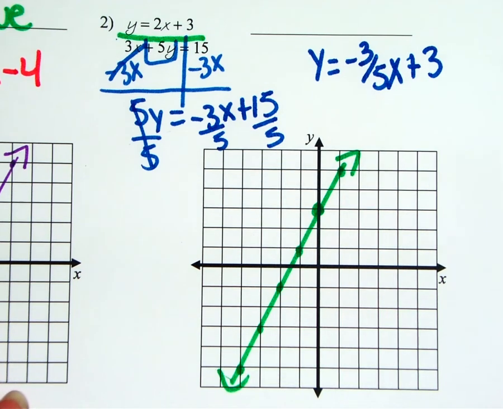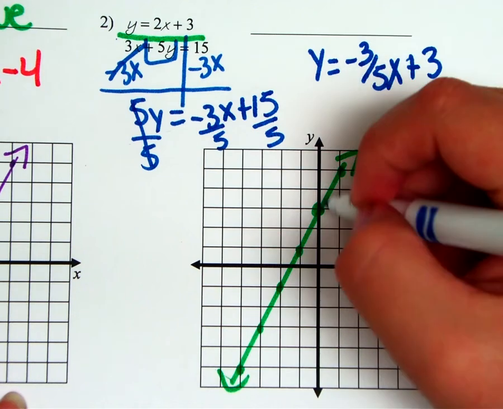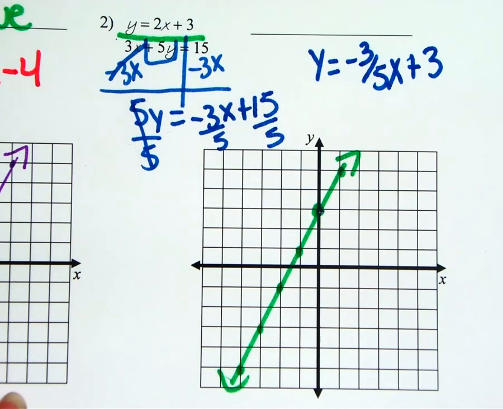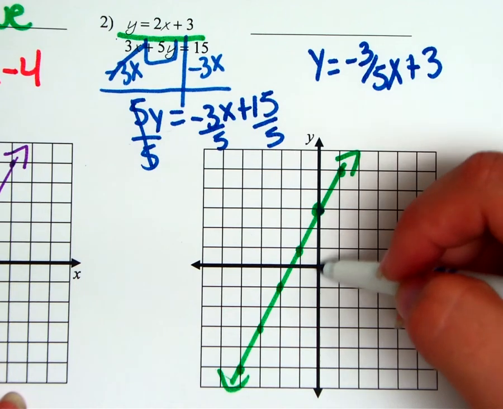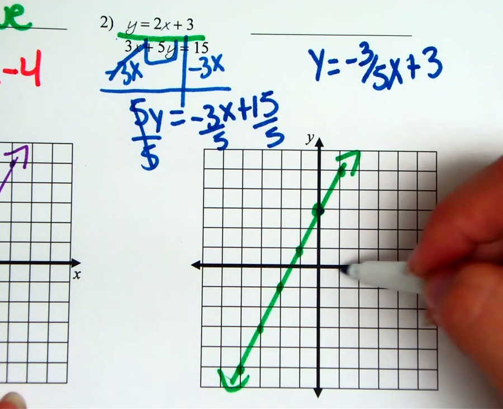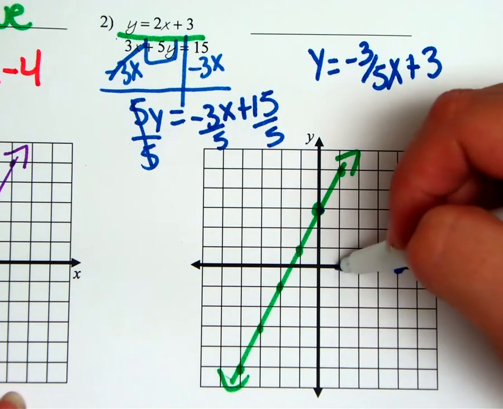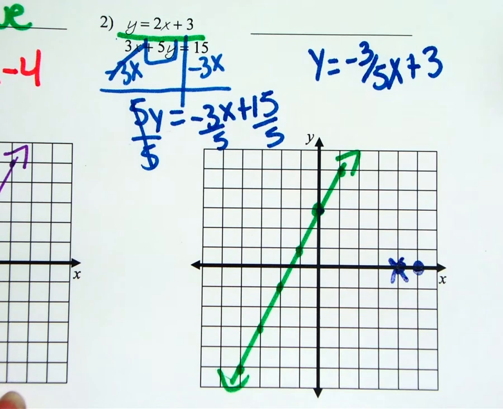Alright, so let's graph this one. I start at a positive 3. Put a dot right there in the middle. My slope is negative 3 over 5, so I'm going to go down 3 and to the right 5, and put a dot there. Oh, is that 5? 1, 2, 3, 4. Oh, right here. Not that one.